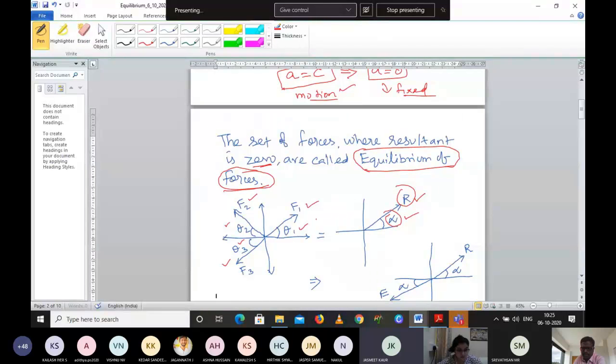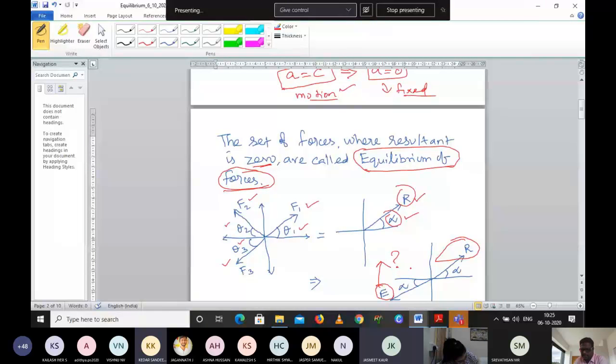Now my question is, there is a force which is equivalent to the resultant and acting in the opposite direction. What is the name of this force? Equilibrium. Sir, reaction force. It's a normal reaction. Okay, one is reaction force, that is coming in beams and other things.